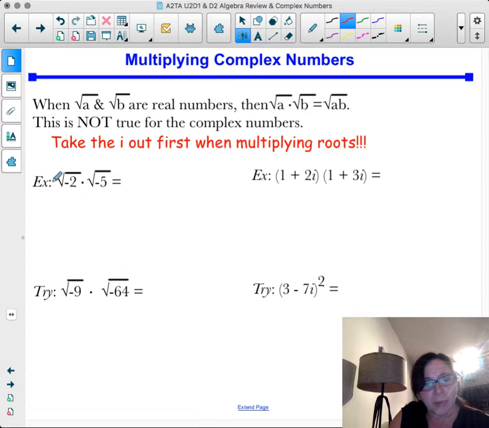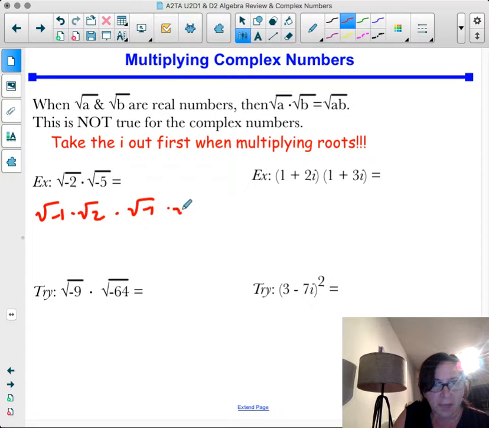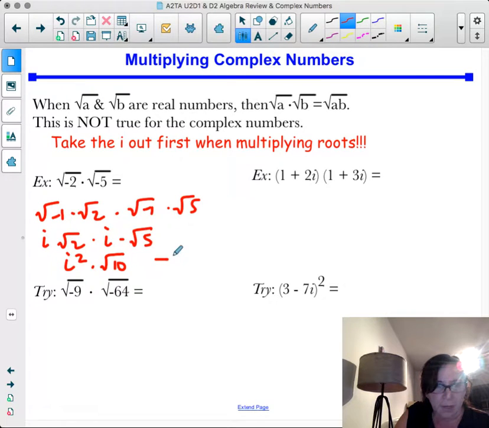This right here, we're multiplying complex numbers. Remember to take the negative sign out first. So that's really square root of negative 1 times square root of 2 times the square root of negative 1 times square root of 5. Now, square root of negative 1 is i times root 2. Square root of negative 1 is i times root 5. So what I really have is i squared times root 2 times root 5, which is root 10. So that's going to be negative 1 times root 10, which is negative root 10.